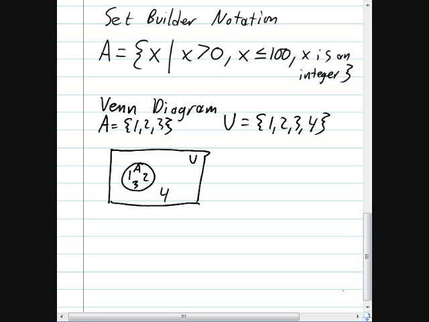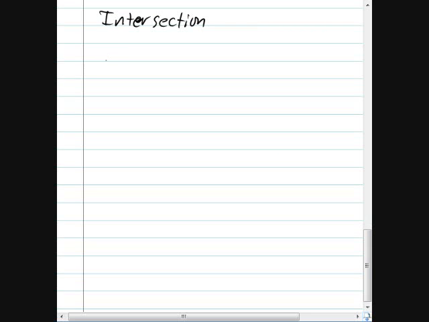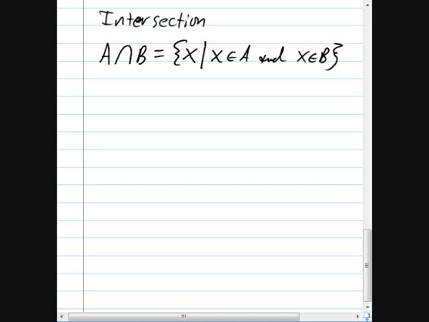The first set operation we're going to talk about is the intersection. If we have two sets and we find their intersection, we write it as follows: A intersect B. And the intersection of two sets is defined as the set of all things x such that x is in A and x is in B. So it's the set of all things they share in common.